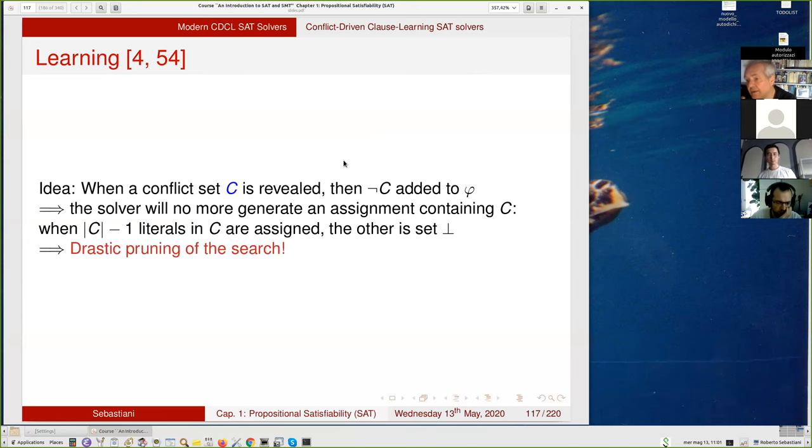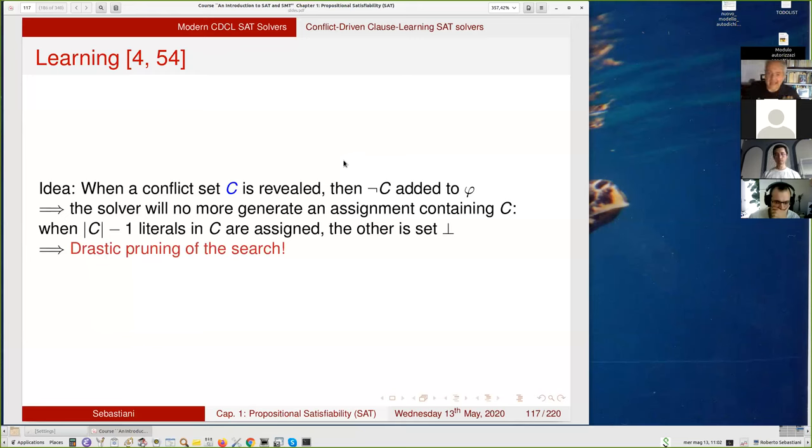Okay, but it's more than that. It's not simply that you don't repeat the same mistake anymore, but it's more. It says, look, whenever you are a step ahead of committing the same mistake, you do exactly the opposite. So it means if you have a conflict set of k elements, and in whatever order you assign in the future k minus one of those elements, then by unipropagation on the conflict clause, you do the exact opposite of the last literal, okay?